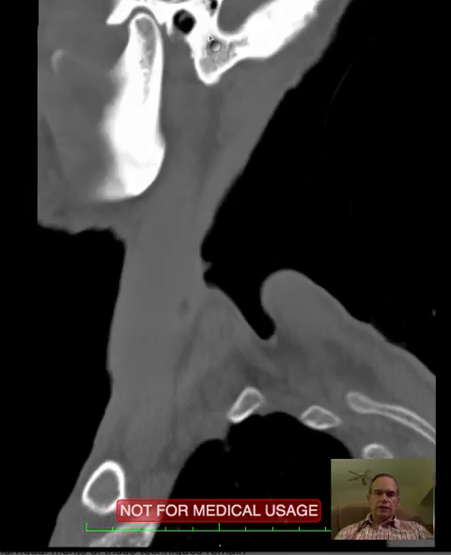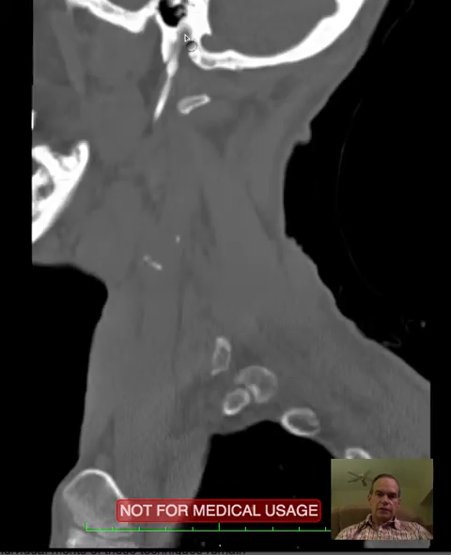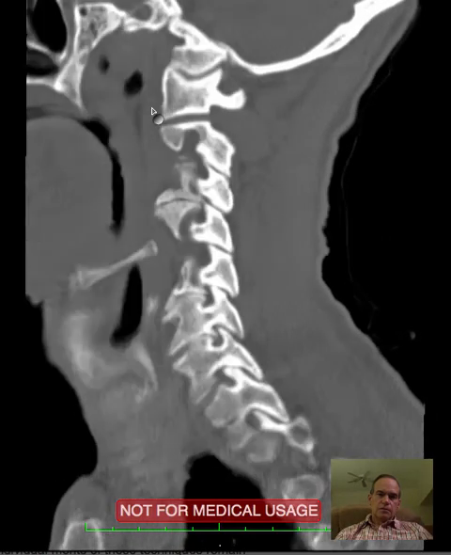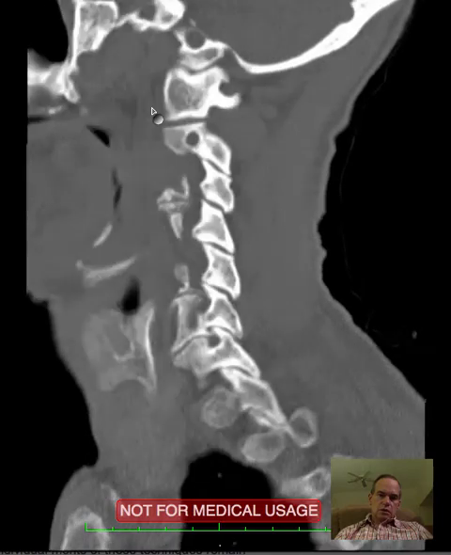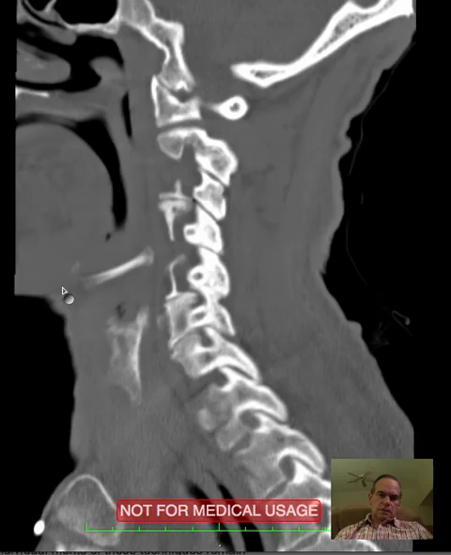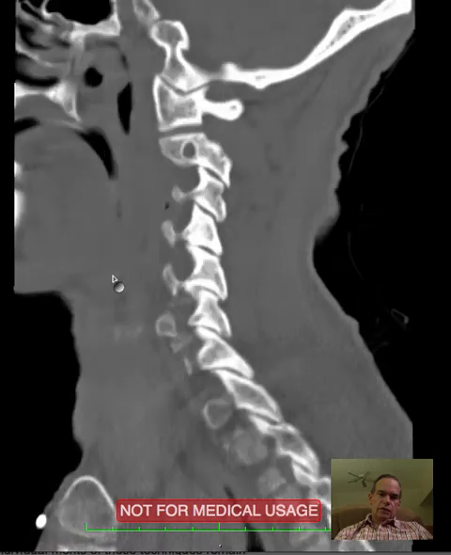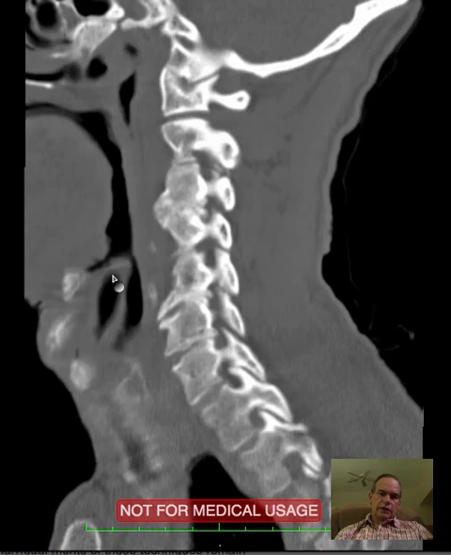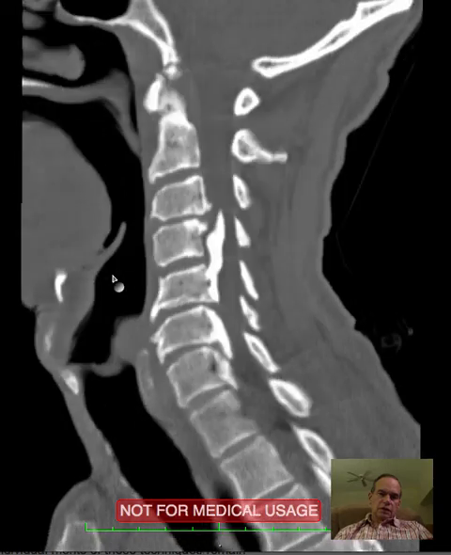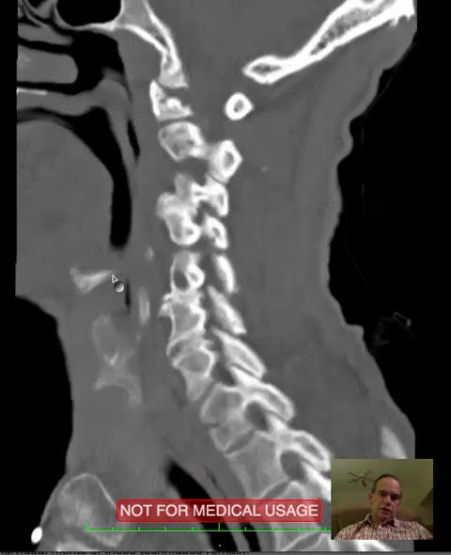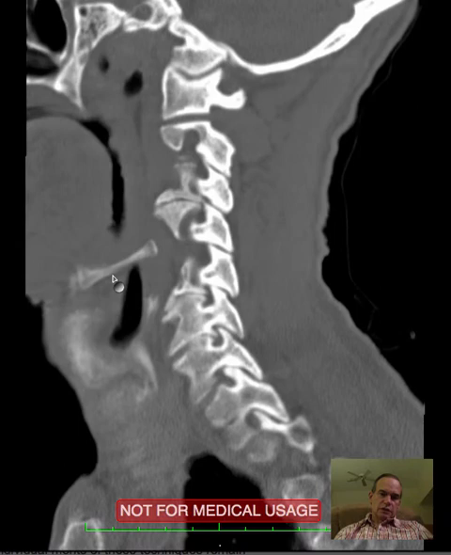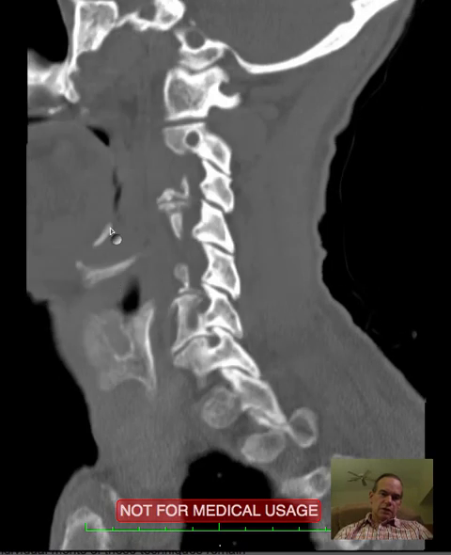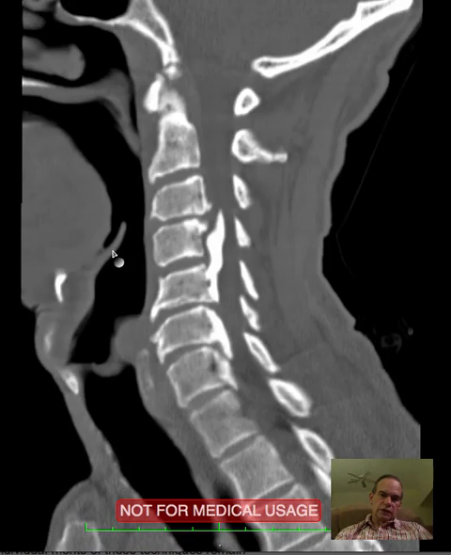Look back at the sagittal. Here's the temporomandibular joint. Here's the external auditory canal. Here's the styloid process. Here is the hyoid bone, which is at the level of the larynx, and here's a calcified ligament, I believe, yeah, right here. Stylohyoid ligament calcification, just a normal variant more or less.